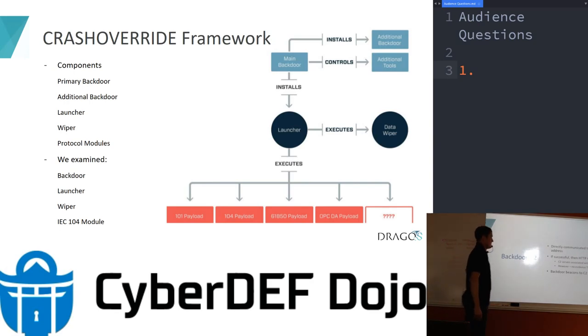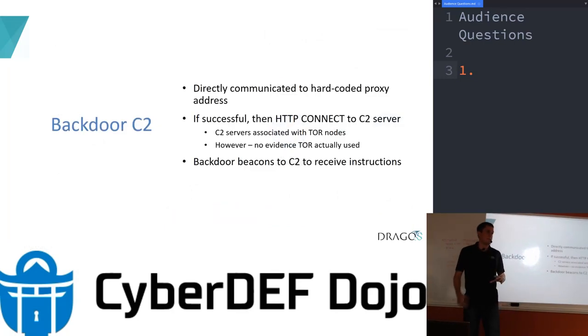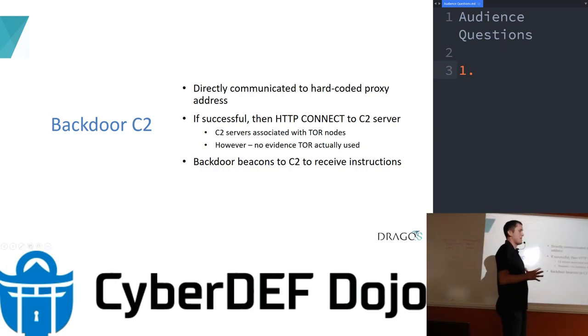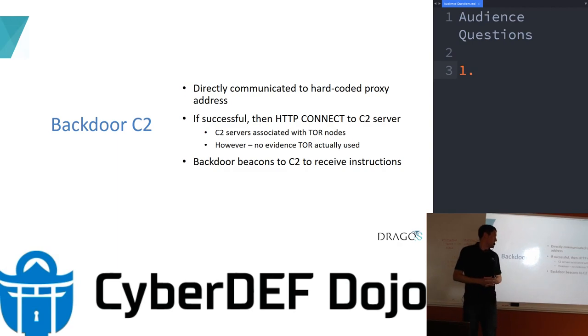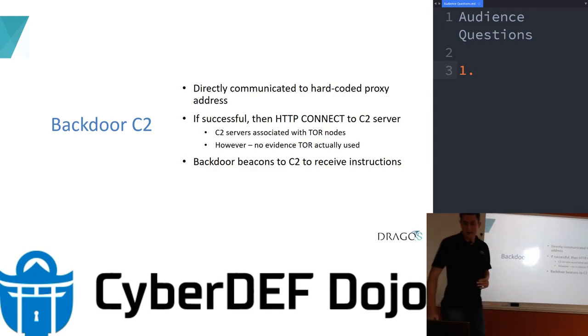But the back door, that first part, it directly communicated out to a proxy address in the network. And so they actually had the local proxy hard-coded. What that pointed out to us is that they had really done their homework and been there, and that this was purpose-driven for this network. If it could get to that proxy, then it had several Tor nodes that it would try to do C2 with. We weren't able to see where it reached out to those Tor nodes, but we did see those Tor IPs hard-coded in, and then it could beacon out to receive instructions.